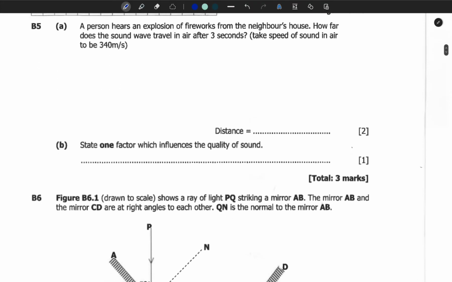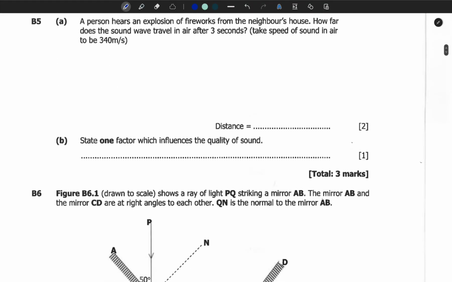We move on to question number 5. A person hears an explosion of fireworks from the neighbor's house. How far does the sound wave travel in air after 3 seconds? Take the speed of sound in air to be 340 meters per second. So formula, speed is equal to distance over t. So if we are to make d the subject of the formula, we get d is equal to speed times t.